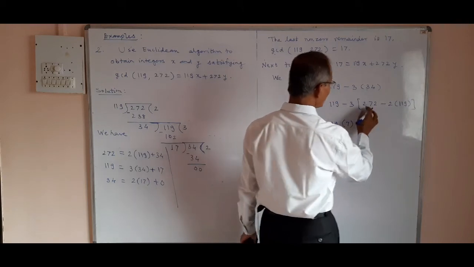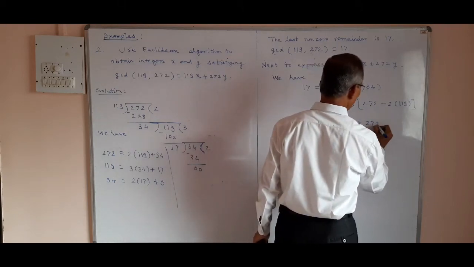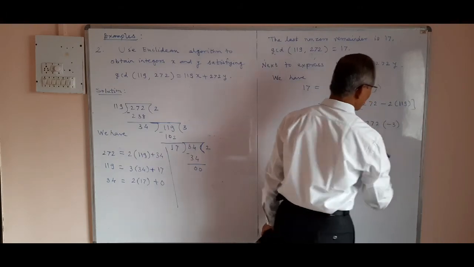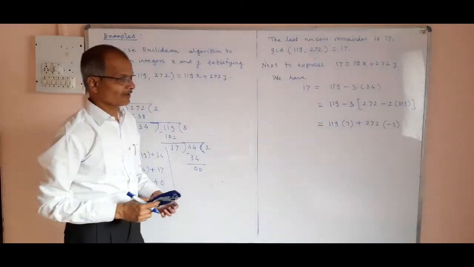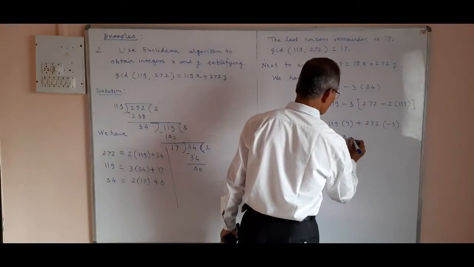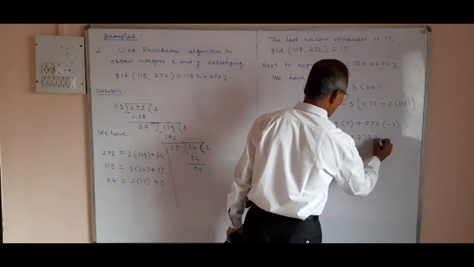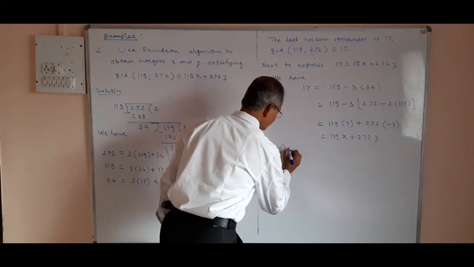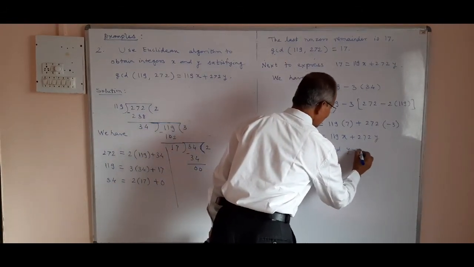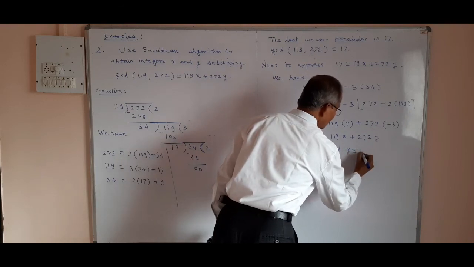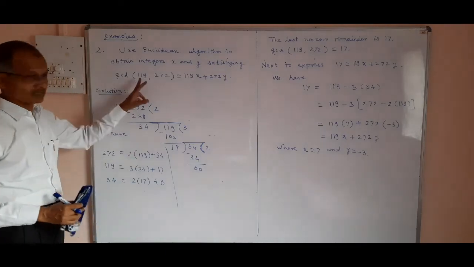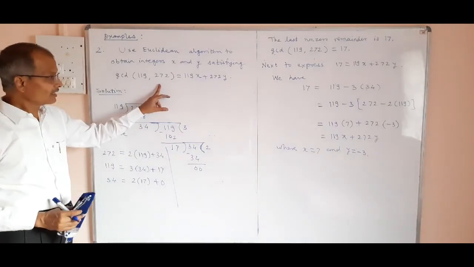And how many times 272? 272 is only one term, with minus 3 multiplied. And thus we have expressed this as 119 x plus 272 y, where x is 7 and y is minus 3.